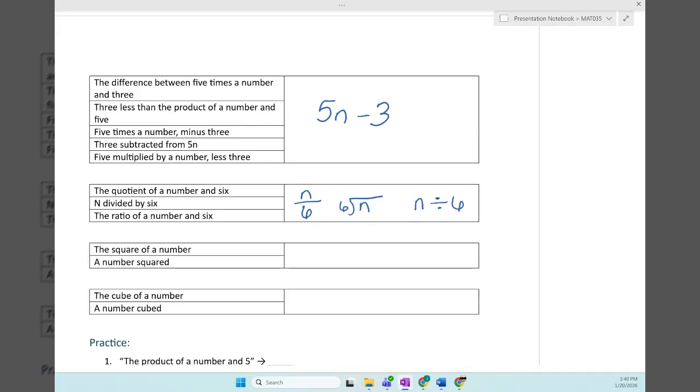Now the next 2 are very, very similar. We have the square of a number and the cube of a number. Or we can say a number squared or a number cubed. So this is what we're talking about, exponents. So we have some number and it is squared. Or we have some number and it is cubed.